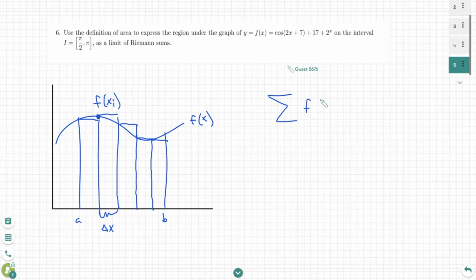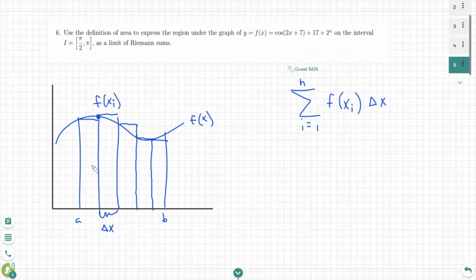So I guess it would be b minus a, xi times change in x, from i equals 1 to n. Okay, so this is for n number of rectangles.